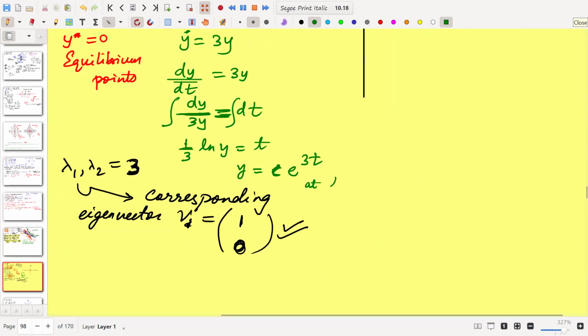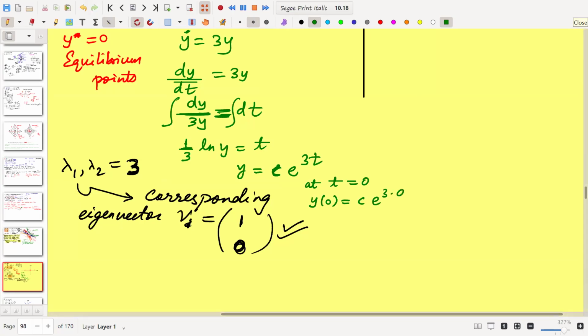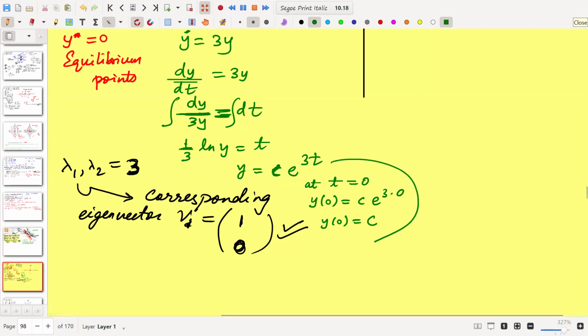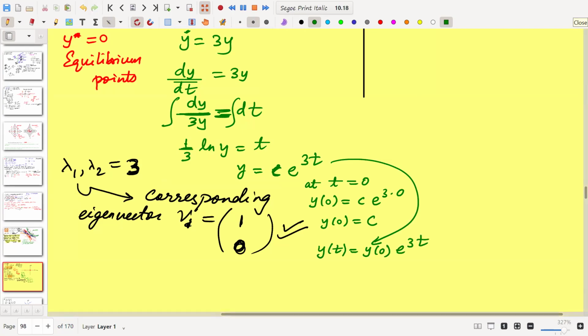Now at time t equal to 0, the point you start from is nothing but the initial condition. You need initial conditions to start. So at t equal to 0, y of 0 is nothing but c e to the power 3 times 0, so y of 0 is nothing but c. So you can write this equation as y of t is nothing but the initial condition y of 0 times e to the power 3t. So as time progresses, it exponentially diverges.